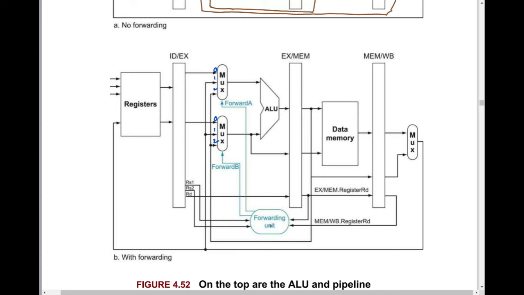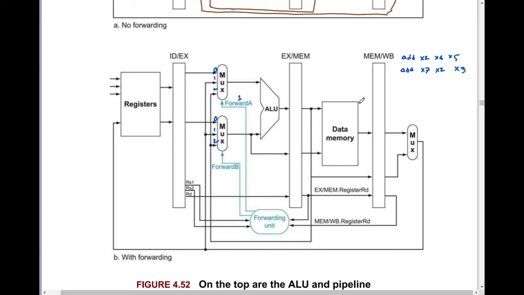Again I am writing it here: add x2, x6, x5, then add x7, x2, x3. In this case, what should be the value of Forward A and Forward B? Tell me. For Forward A, is there any dependency? Yes, there is a dependency. So Forward A should be which one? Forward A should be 1.